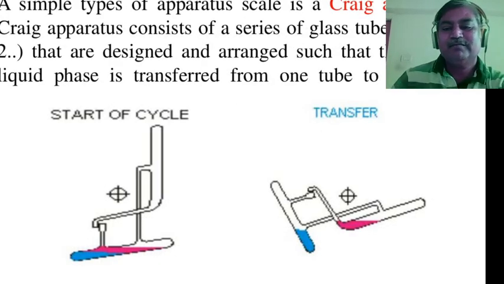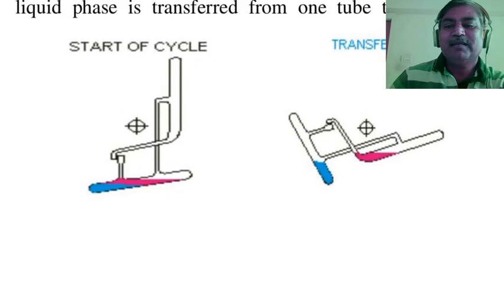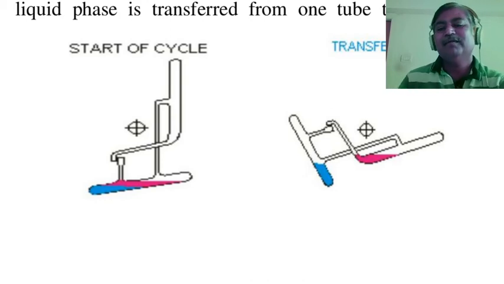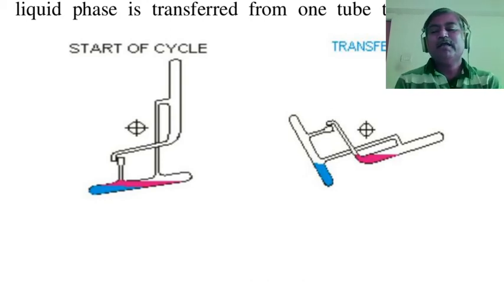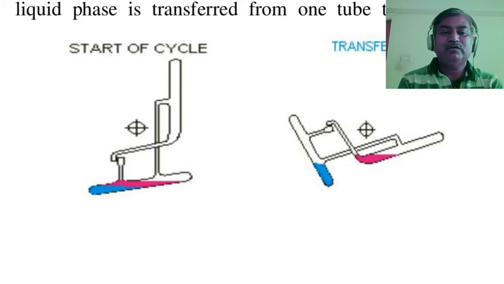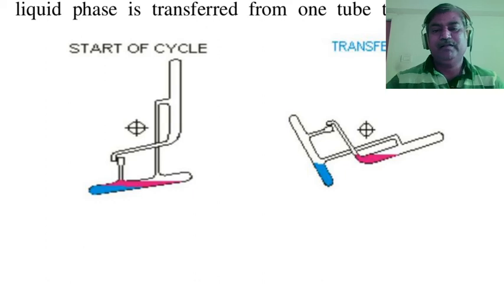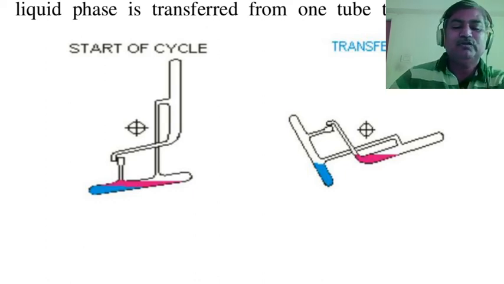See how the structure of the Craig apparatus looks. This is the Craig apparatus. Here the start of the cycle is shown. This tube is called the Craig tube. And this tube is particularly used for the purpose of separation, that is the Craig countercurrent tube, or the method is known as the Craig countercurrent method. So this is the Craig tube which is used for the separation of different types of liquids.